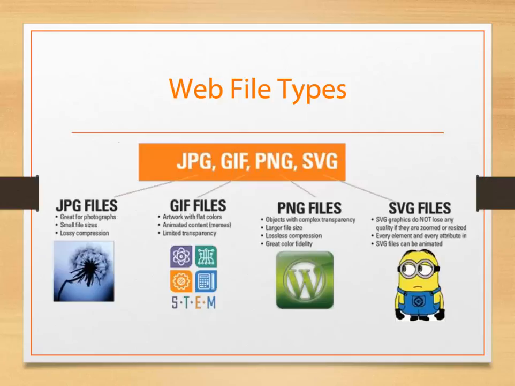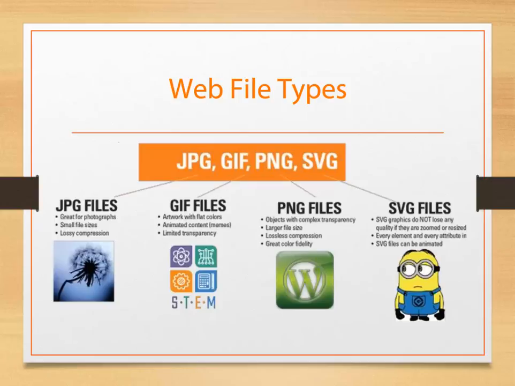Up next, we have GIF files. There are still some use cases for GIFs on the web today, and that's mostly for artwork with large areas of flat color. They're also the only file type out of the four we're describing that can do animations. They're also useful for objects with limited transparency, and limited transparency means objects that have a clean cut edge all the way around them with no gradients or drop shadows. So again, it's just flat artwork.